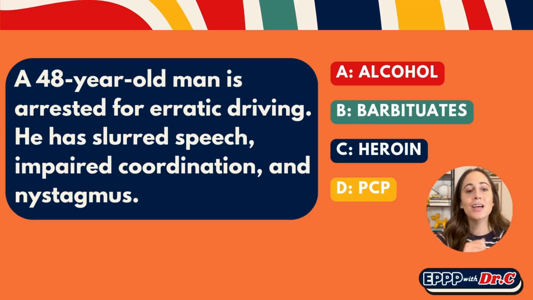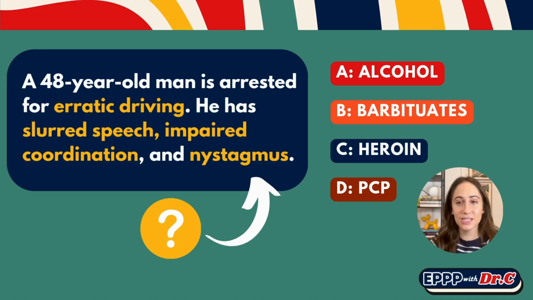Okay, last question. So a 48-year-old man is arrested for erratic driving. He has slurred speech, impaired coordination, and nystagmus. So based on that, does it look like A, alcohol, B, barbiturates, C, heroin, or D, PCP? So things that stood out to me about this vignette: erratic driving, slurred speech. So slurred speech, I'm thinking we're in depressant land, impaired coordination. Okay, so that's tipping me off to either alcohol use or barbiturate use.